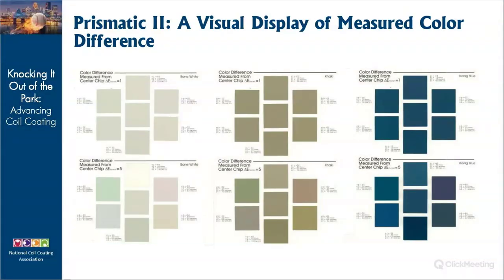Here we have the Prismatic Display number 2, and I have to give props to David Kowalski for helping me out and giving me some good high-res images. So these are just 3 of the colors out of the book. What we're looking at is 1 unit of color difference on top, with our standard in the center, and then a lighter, darker, redder, greener, yellower, and bluer sample, all of 1 unit. And below, we have 5 units of color difference.